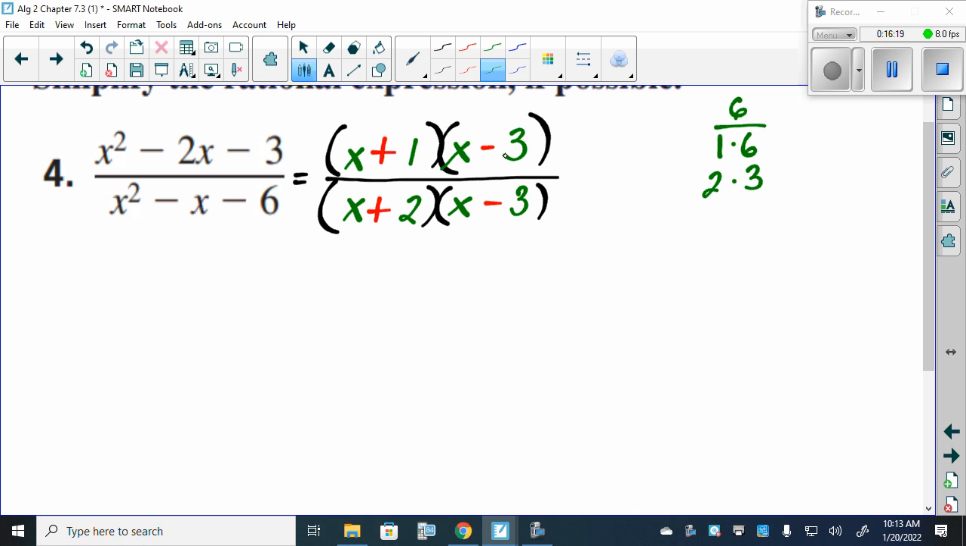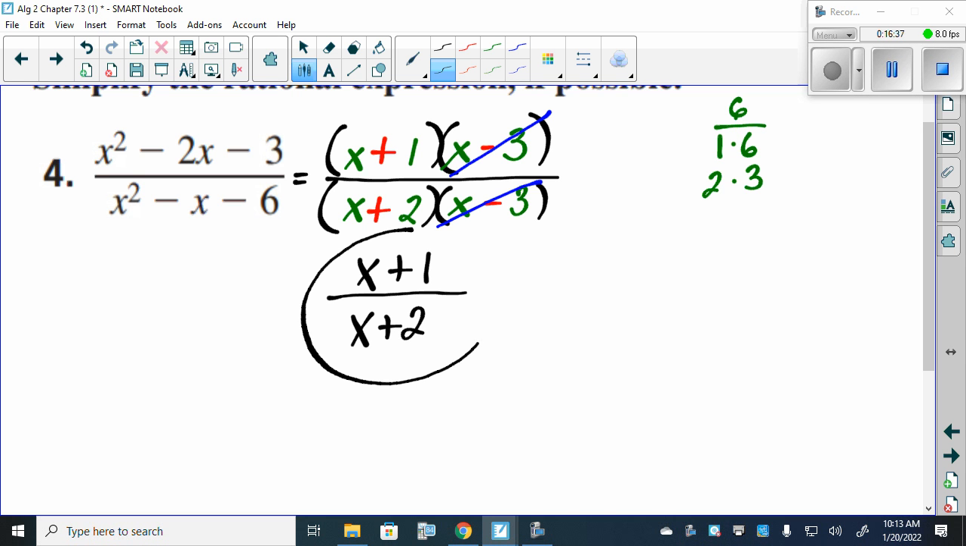If we check this, we get a negative 2x, so this does work. The x minus 3 on top and bottom cancel, leaving us with x plus 1 over x plus 2. And that's it. We can't cancel those x's out because they're attached: the x plus 1 is connected and the x plus 2 is connected. We can't just cross those out. Any other questions on this?